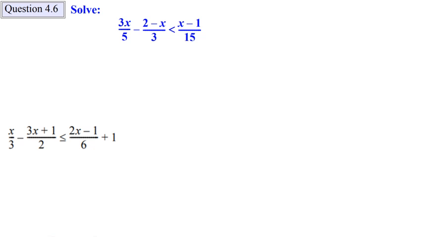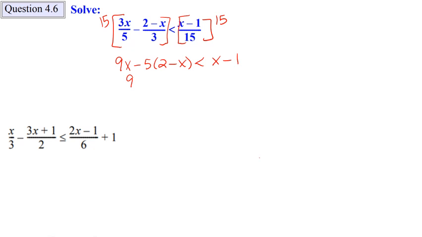Okay, so this lesson is going to combine our LCM trick from before and the inequality equation. So I'm going to multiply by the LCM. If you have trouble with this, make sure you go back to when I taught that. And so this is going to be 9x minus 5 parentheses 2 minus x is less than x minus 1. Going to distribute. Combine like terms. Subtract x on both sides, add 10.